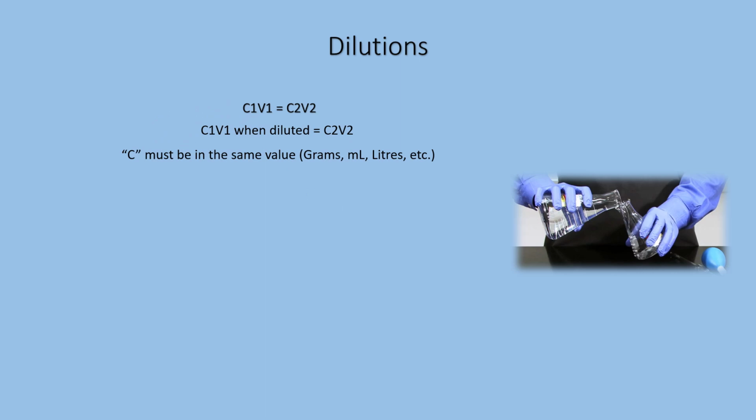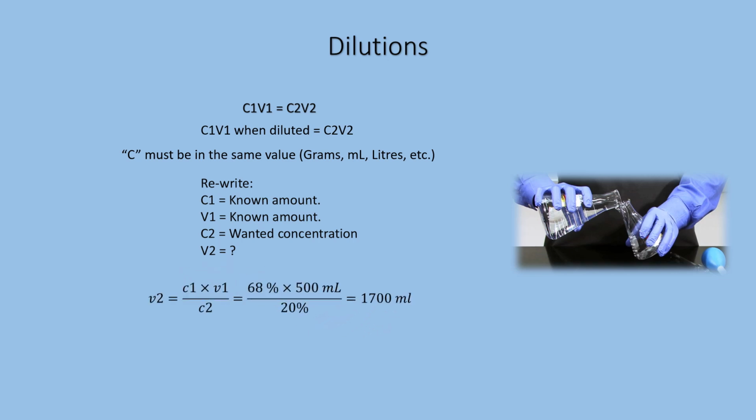When applying this methodology, all values must be in the same units. If V1, that is volume 1, is in milliliters, then V2 must be in milliliters, and so on. It is best to rewrite the equation as shown for some clarity as to what you want to do. The equation shown calculates the required amount of distilled water to be added to 500 ml of acid, having a concentration of 68% volume, in order to dilute the acid to a stock concentration of 20% volume.